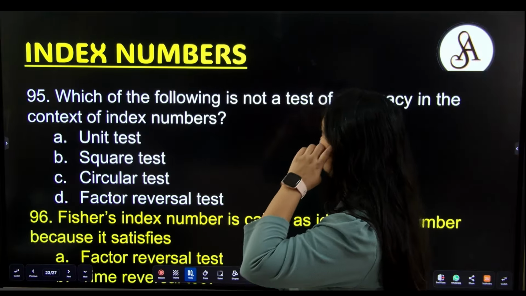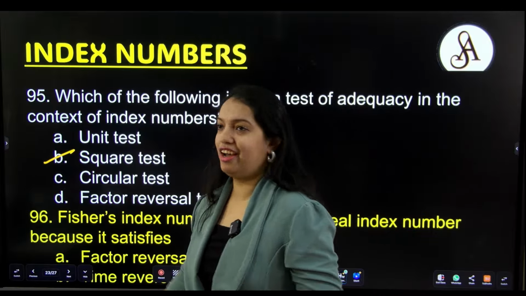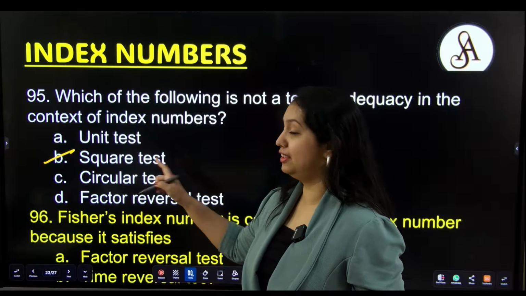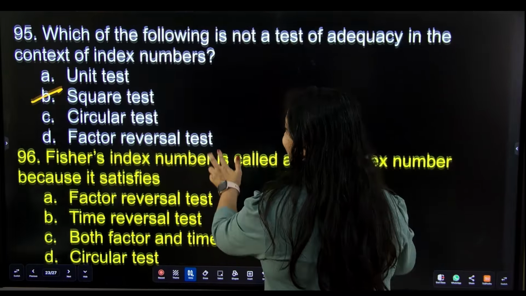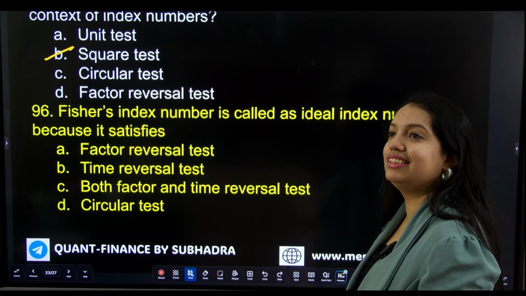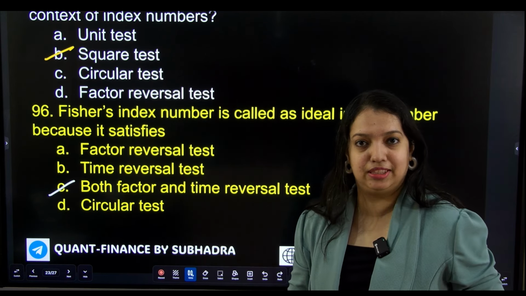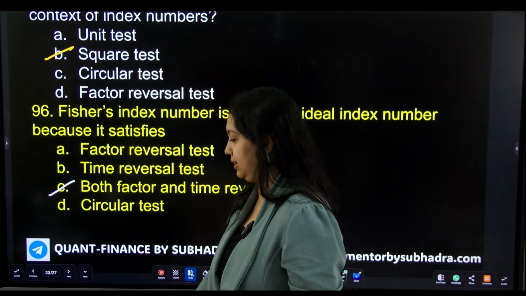Question was there in our quiz. Next. Which of the following is not a test of adequacy in index number? We have unit test, factor reversal test, time reversal test, circular test, which Fisher's does not satisfy. Square test is not there. Fisher's index number is also called ideal index number because it satisfies unit test, factor reversal test and time reversal test. The only test Fisher's will not satisfy is circular test.